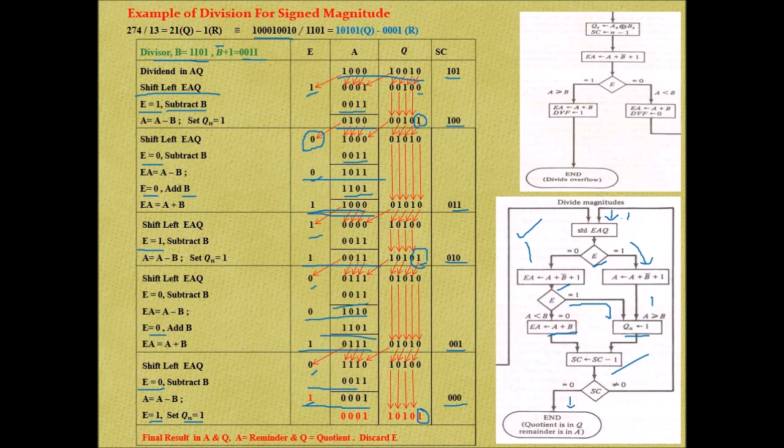Now my ultimate result, that means the quotient, is stored in Q and the remainder is stored in A. From here you can see that the quotient is 10101. We got the quotient 10101, and the remainder is 10001. In this way, with the help of the flowchart and the hardware, the division operation in a computer can be performed.